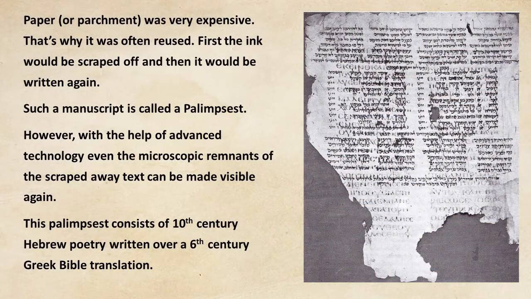Now, this is very interesting. This is called a palimpsest. What is a palimpsest, Professor? I've never heard of a thing like that. Can you read this, Rachel? This becomes clear. Paper or parchment was very expensive. That's why it was often reused. First, the ink would be scraped off, and then it would be written on again. Such a manuscript is called a palimpsest. However, with the help of advanced technology, even the microscopic remnants of that scraped away text can be made visible again.